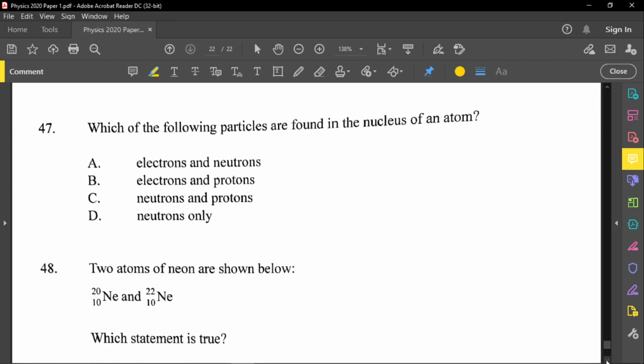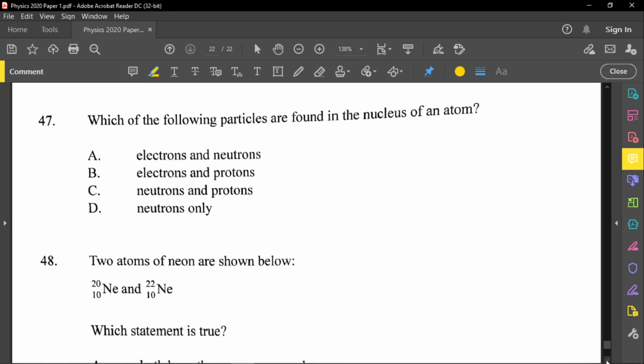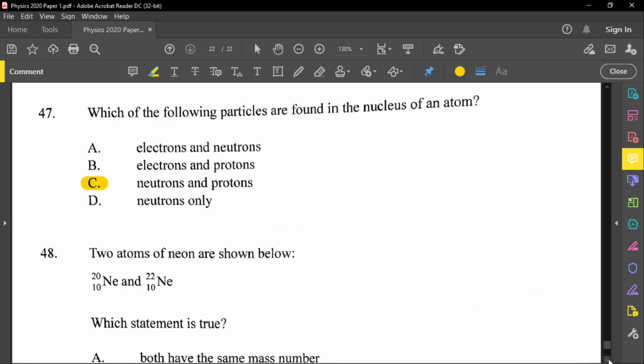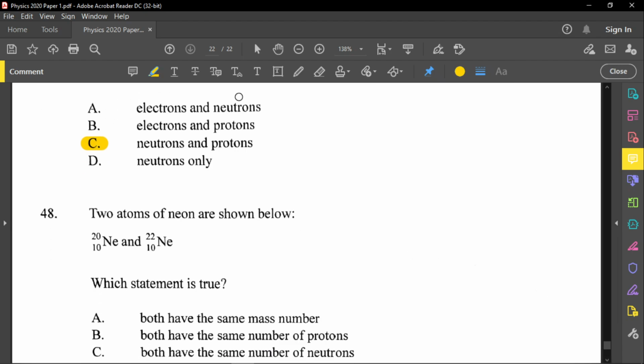Now 47. It says, which of the following particles are found in the nucleus of an atom? The nucleus of an atom contains two particles, which are the proton and the neutron. So 47 here will be C. Let's go back to 47 a bit. I want to point out that electrons are found on the shell, so electrons are not in the nucleus. To make that clear, the nucleus is positively charged because it has a neutral particle, which is the neutron, and a positive charge, which is protons. Just to point that out real quick.